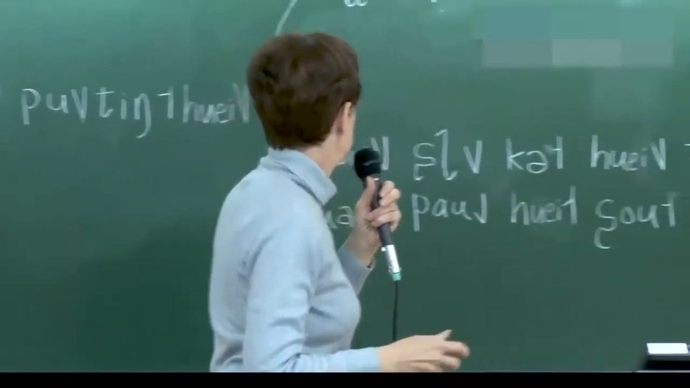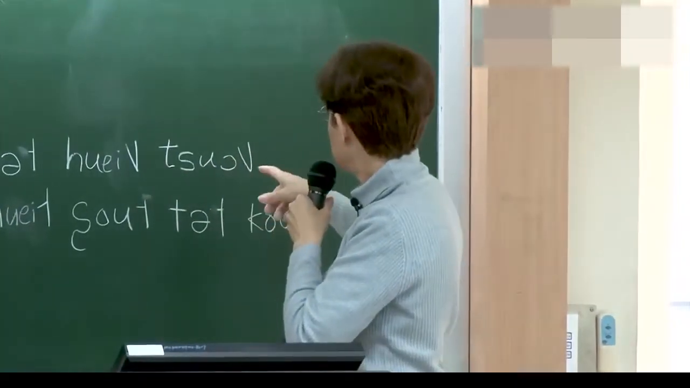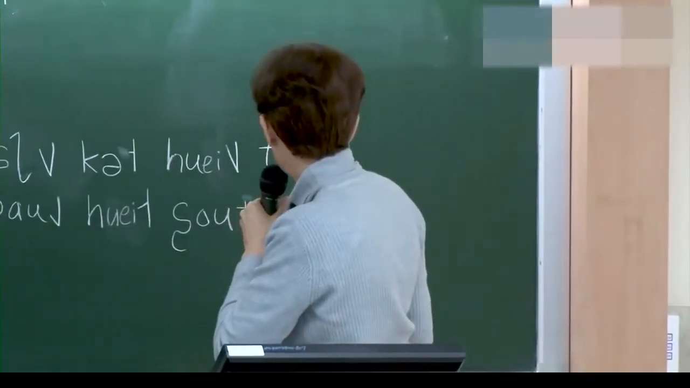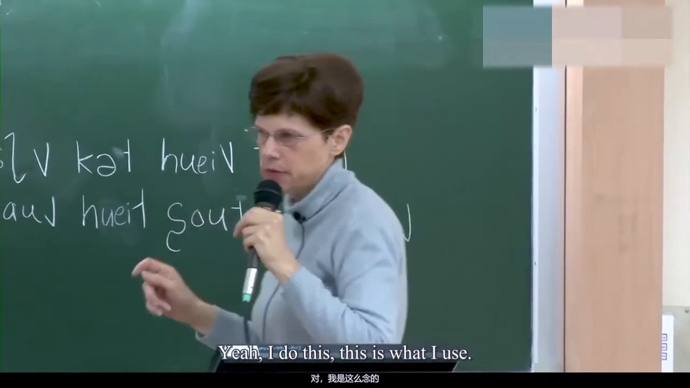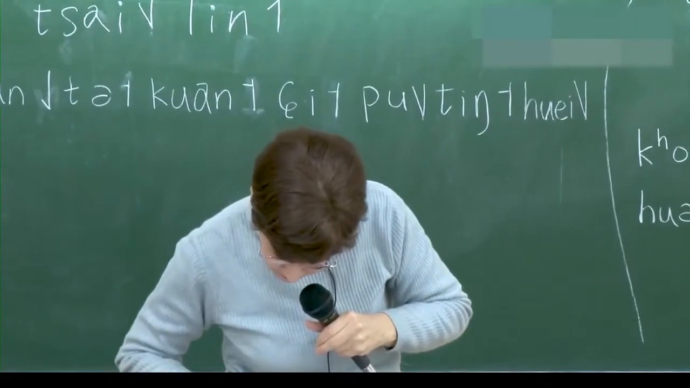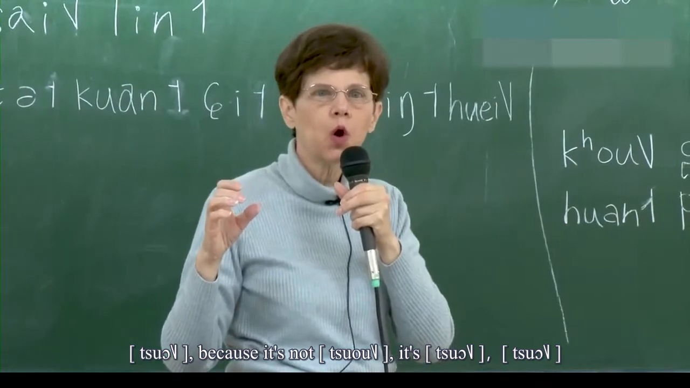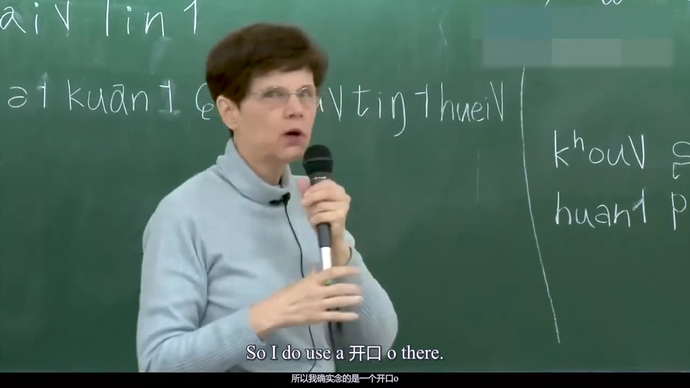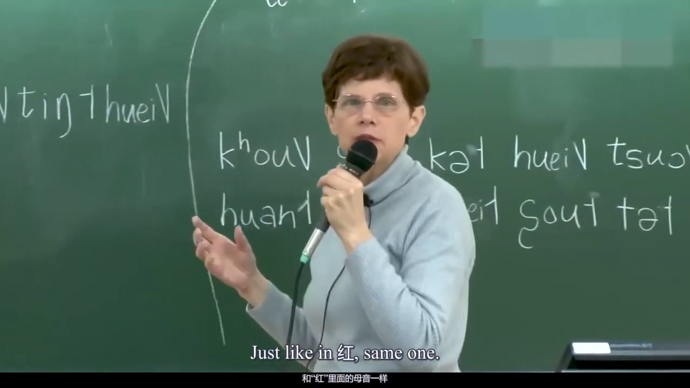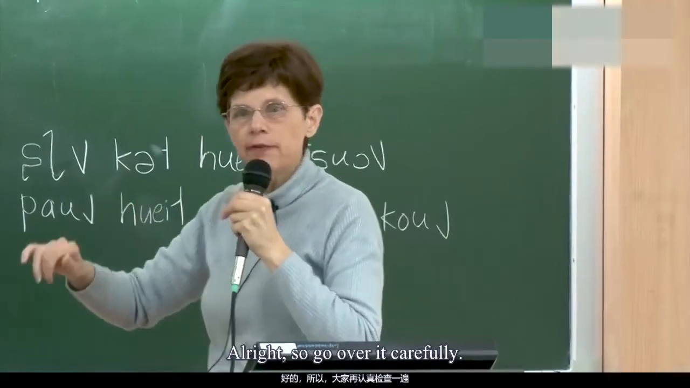是最后的头还是 做 it's without. Oh, actually for this one, yeah, I do this. This is what I use. 做 Let me see what I have here. Yeah, 对，就是这样子。做 because it's not 做 it's 做 So I do use the kaiko o there. Any other questions? Just like in home, same one. Anything else? 可以吗? All right, so go over it carefully.